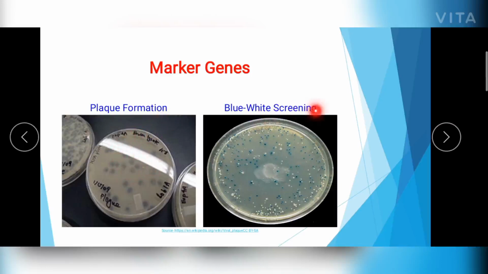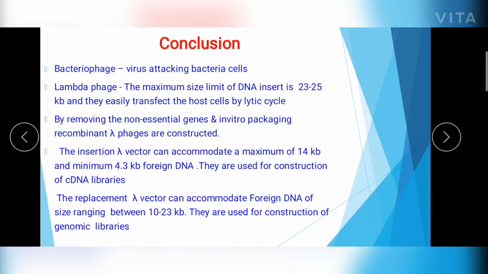Coming to the second method, blue-white screening, we have seen that in insertion vector, the foreign gene is inserted in the LacZ marker gene. So the transformed cells here appear as white colonies, whereas non-transformed cells appear as blue colored colonies. In this manner you will be able to separate or select the transformed cells easily by means of these visual indicators. And at last, let's recap the main points.